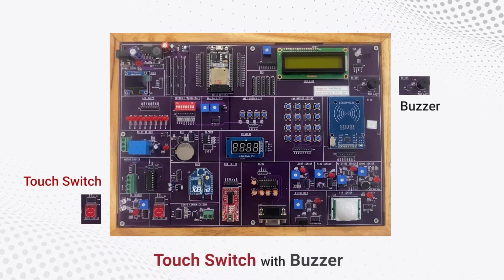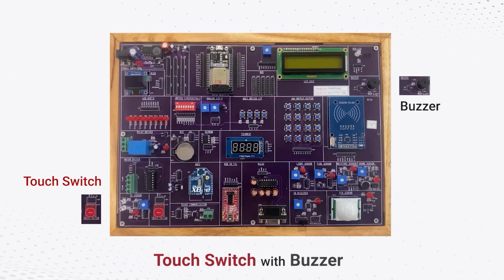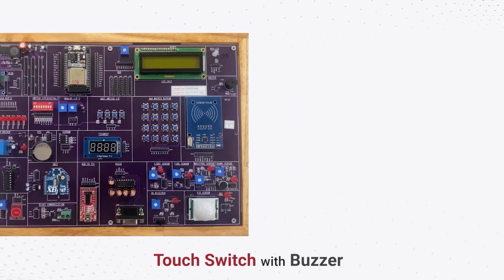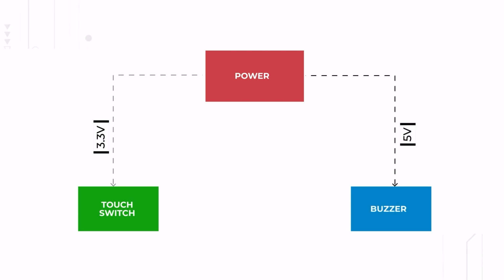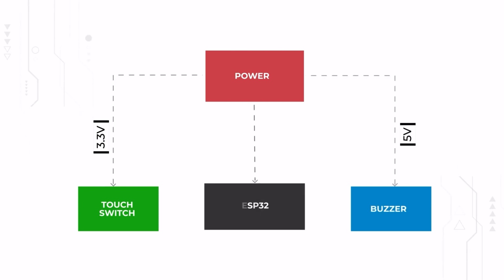In this event we use a touch switch and a buzzer. The touch switch is an input and the buzzer is an output. The flowchart explains powering the touch switch with 3.3 volts, the buzzer with 5 volts, and 5 volts to the ESP32.